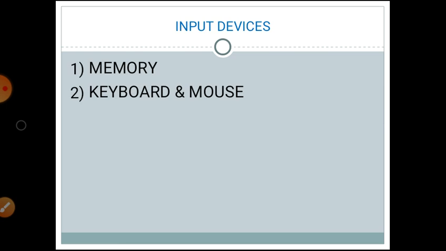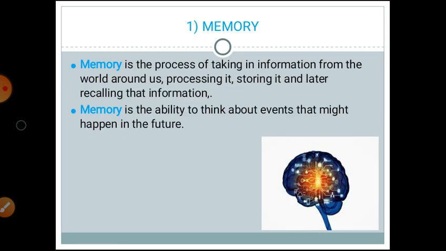Now we discuss input devices first. There are three types of input devices in our syllabus: memory, keyboard and mouse. First we discuss memory. Memory is the process of taking in information from the world around us, processing it, storing it and later recalling that information.